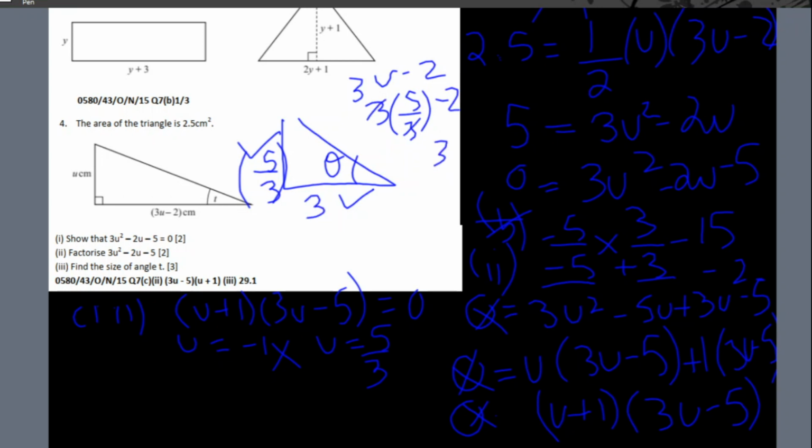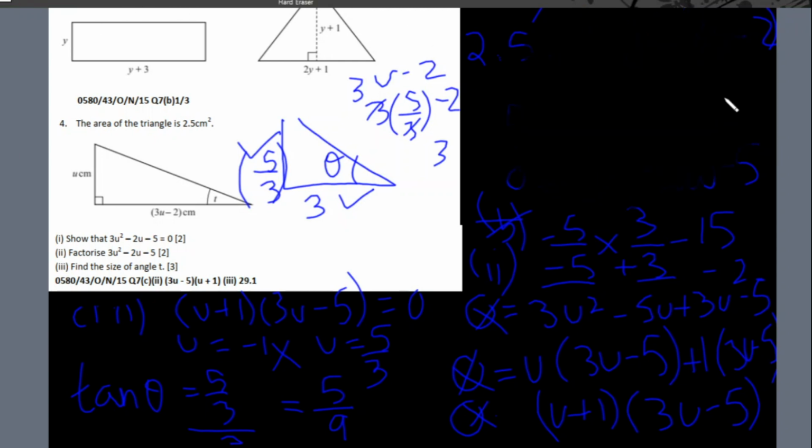So this is 3. Now I'll write tan theta is perpendicular over base. So perpendicular is 5 by 3, over base is 3. So this becomes 5 by 9. If you want to see how this becomes 5 by 9, let's quickly revise it here as well.